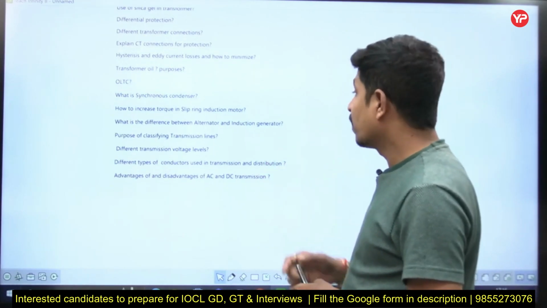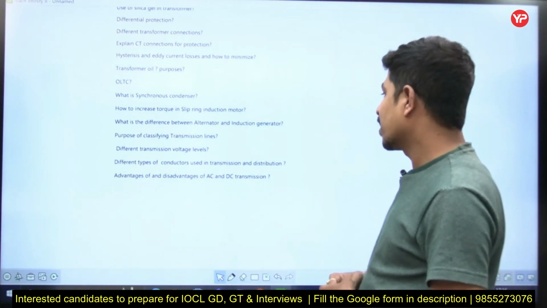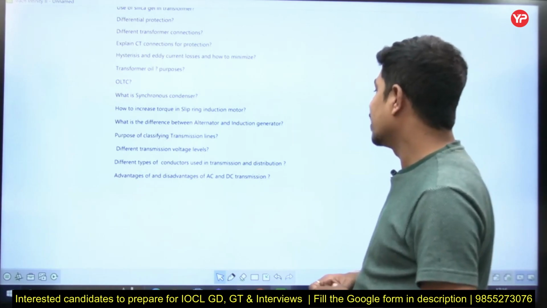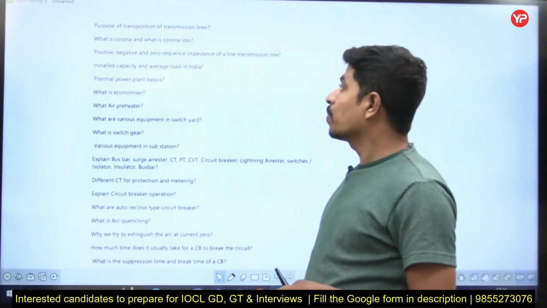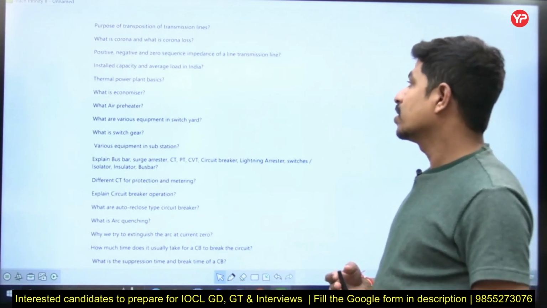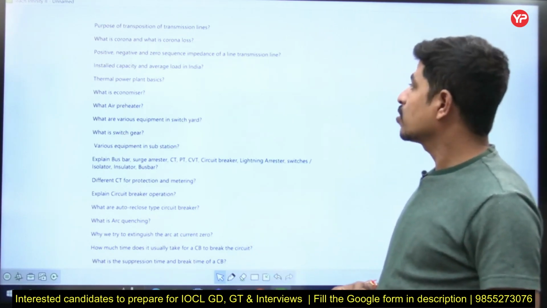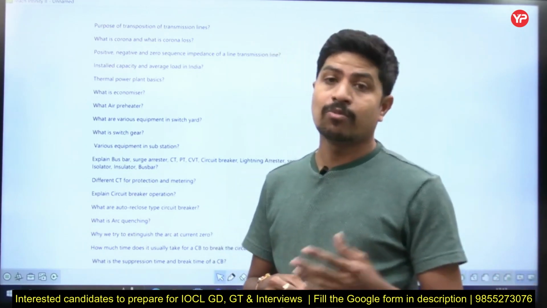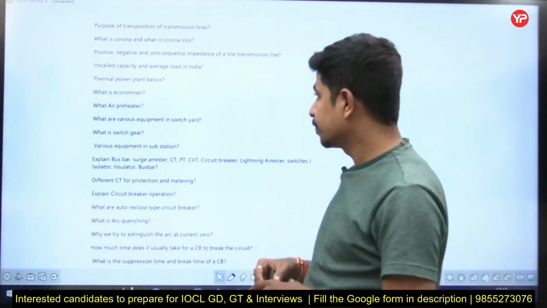See, next: the purpose of classifying transmission lines, different transmission voltage levels, different types of conductors used in transmission and distribution, advantages and disadvantages of AC and DC transmission. The next question is the purpose of transposition of transmission lines. Next question is what is corona and what is corona loss, how the loss takes place due to corona. The next question is positive, negative and zero sequence impedance of a transmission line. A transmission line is going to have positive, negative and zero sequence impedance. How we got them and what is the relationship between those.